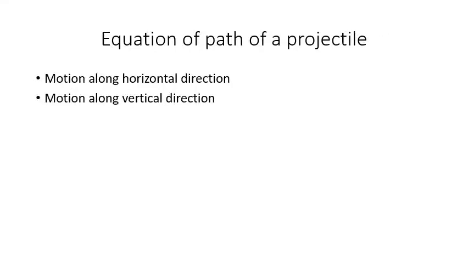Okay students, we are going to start the derivation part. The first part is the equation of path of a projectile. As I told you before, the path followed by the projectile has two components. One component is along horizontal direction without any acceleration, and another component is along vertical direction with constant acceleration due to the force of gravity. So we are going to see what is the motion along horizontal direction and motion along vertical direction.